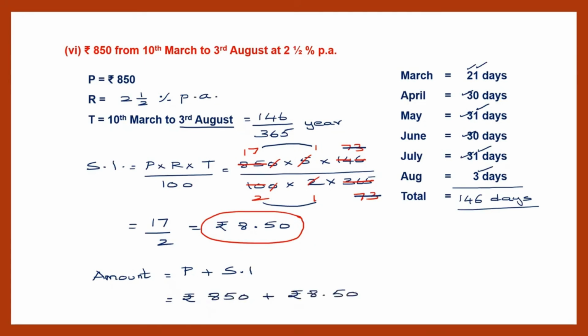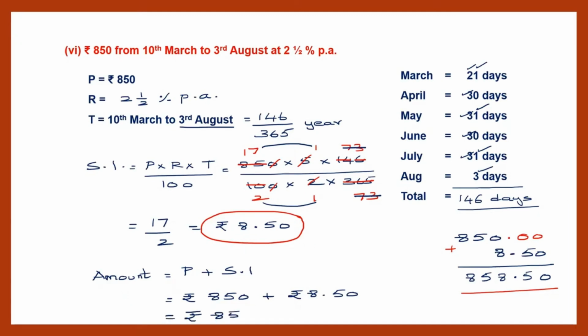Let's add up these two. So 850 and we have 8 rupees 50 paisa. Put it all in the right places when you arrange them. Now here we need to make them like decimals. Remember when you add or subtract. So here let's get our answer: 0, 5, we have 8 and then 5 and 8. 858.50. So our final amount is rupees 858 and 50 paisa. So we have found the answer to the second part also, which is the final amount.